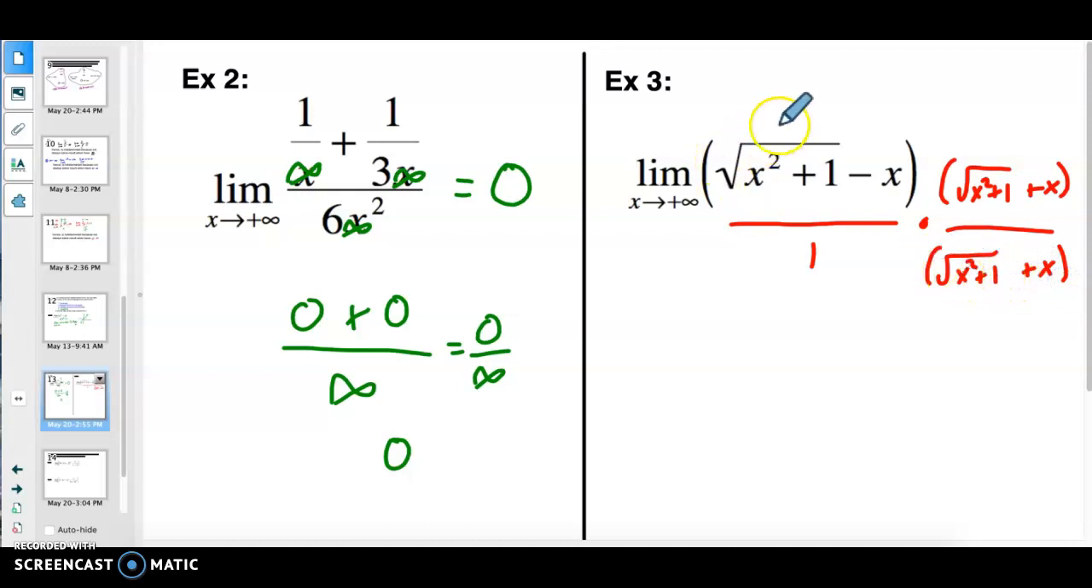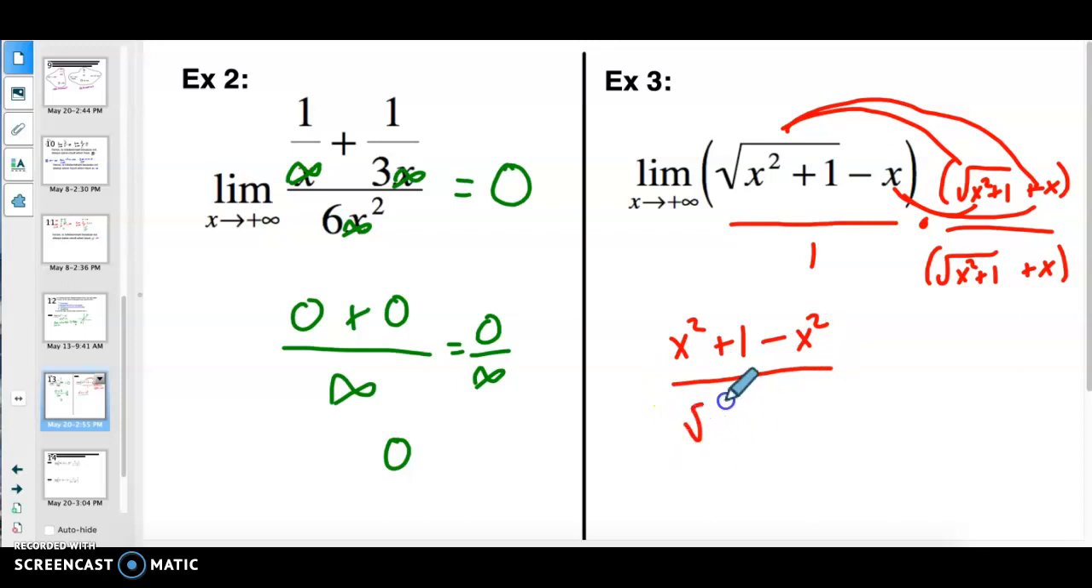So when I multiply this out, square root of x squared plus 1 times square root of x squared plus 1 is just going to give us x squared plus 1. And then because this is the conjugate, when I do this term and this term, those are going to equal 0 because one's positive, one's negative. So the last part is going to be negative x times x, which is minus x squared. And we're all over the square root of x squared plus 1 plus x, and it's the limit as x goes to infinity.